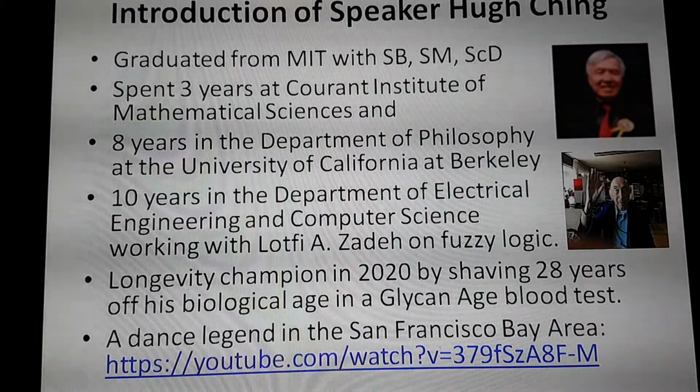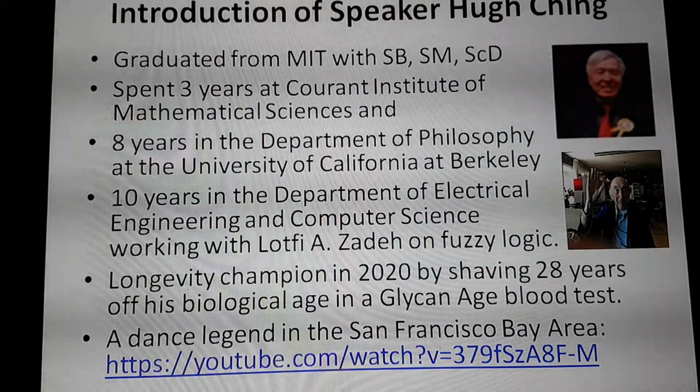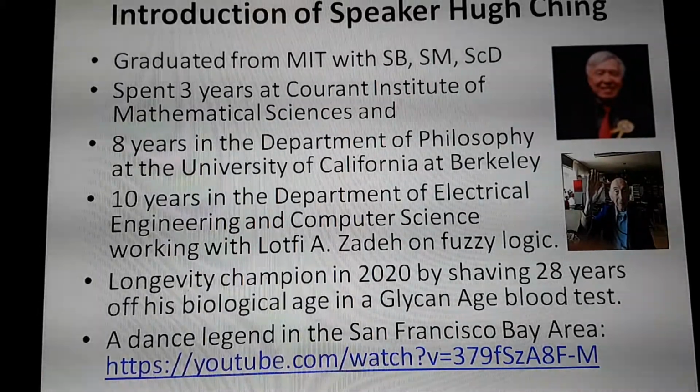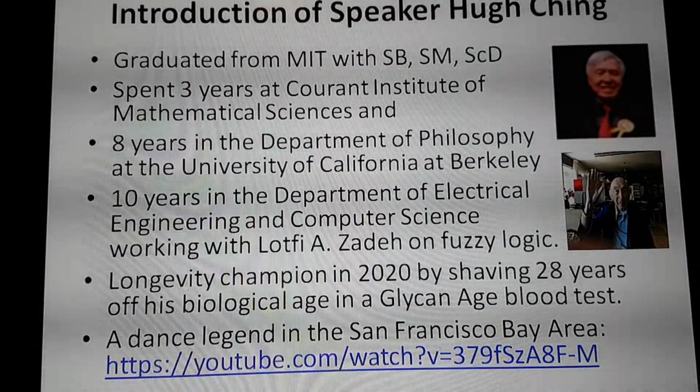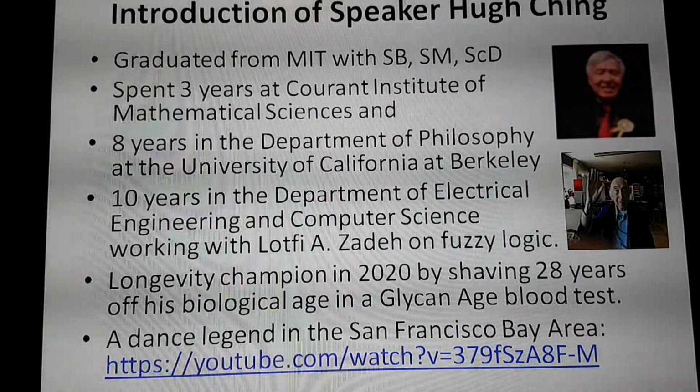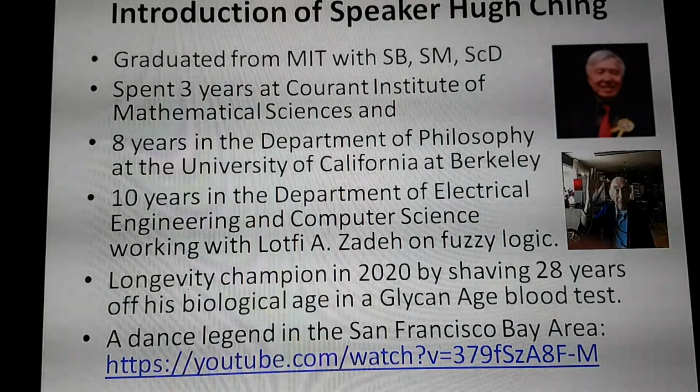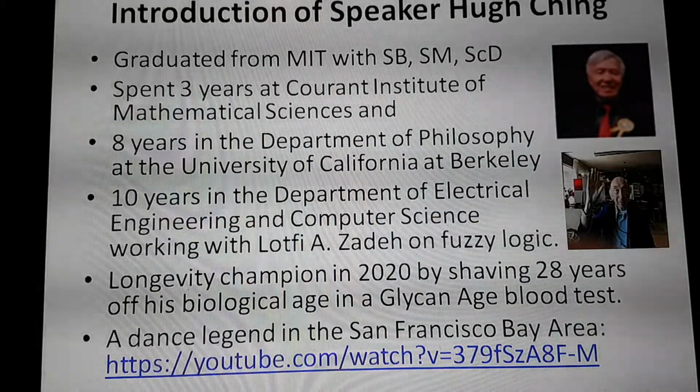Before we go into our main topic, Industry 5.0 and Industry 6.0, allow me to introduce myself. I graduated from MIT with a bachelor, master, and PhD. And I spent 3 years at the Courant Institute of Mathematical Sciences, training in mathematics.